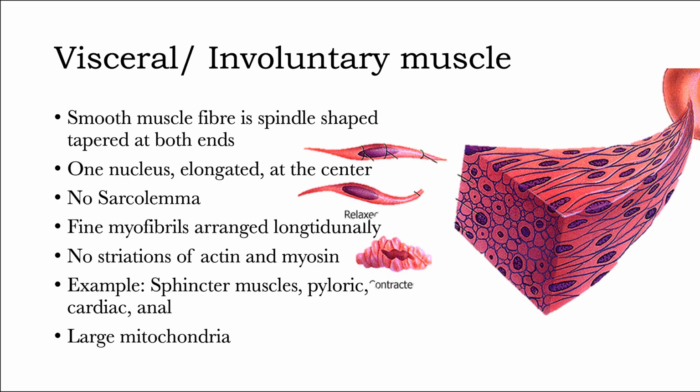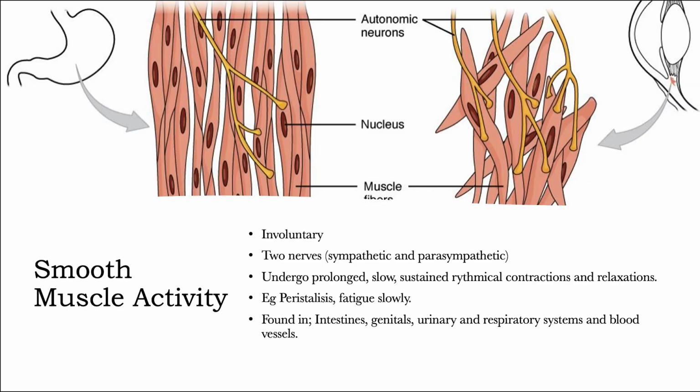They are found in areas that don't require vigorous muscle contractions. We have the sphincter muscles, the pyloric muscles, the cardiac sphincters, the anal sphincters. Everywhere you have those muscles that close openings, you are going to have involuntary muscles. And then they have very large mitochondria. Let's talk about them a little bit more.